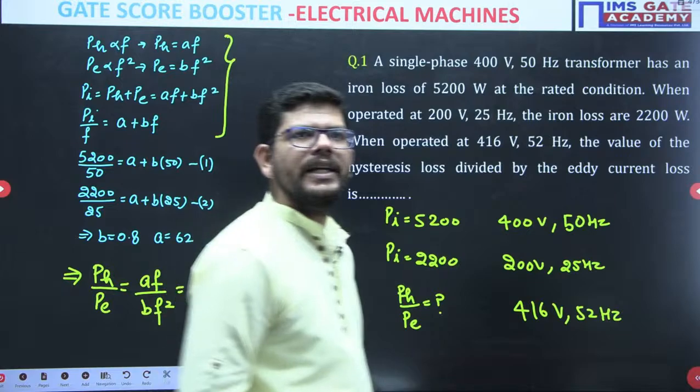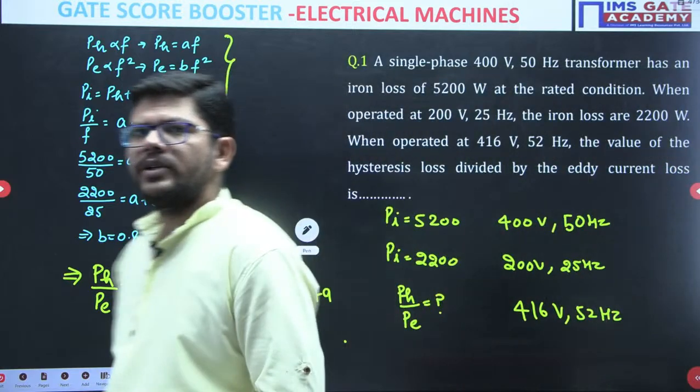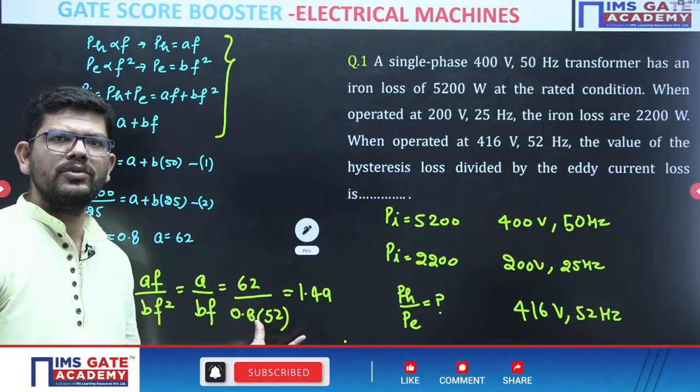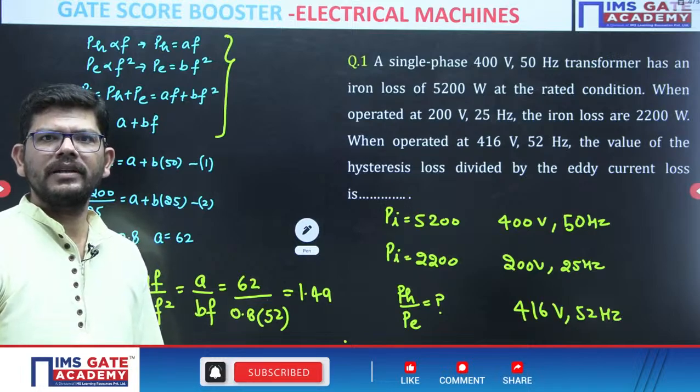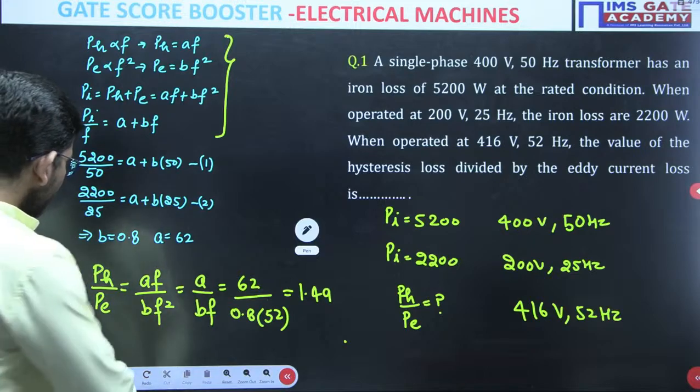How many of you are getting the same answer? Will you please reply? How many of you are getting 1.49 as the ratio of hysteresis to eddy current losses? Okay, so this is how we have to deal with a question like this.